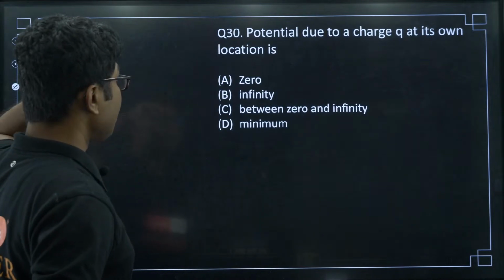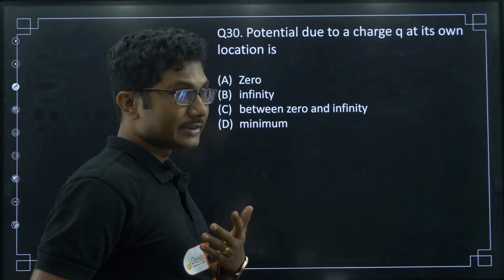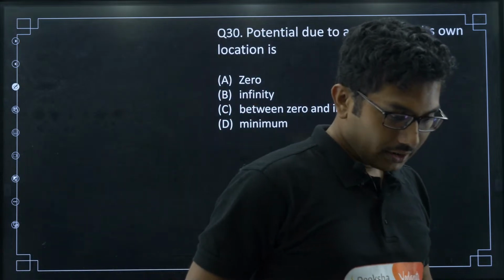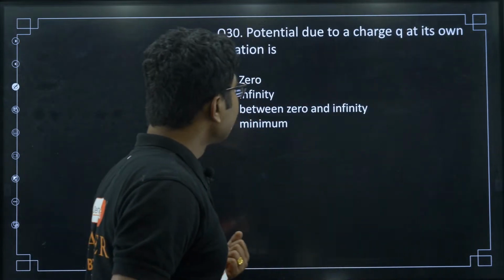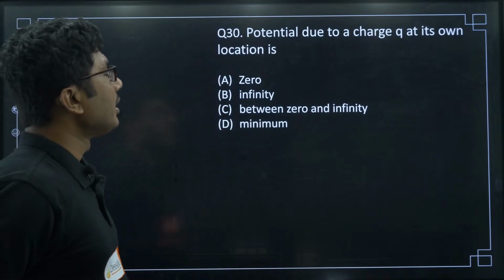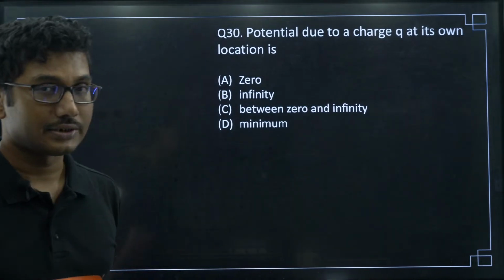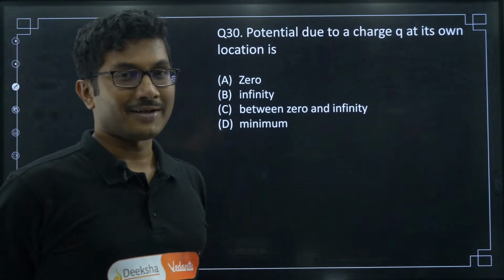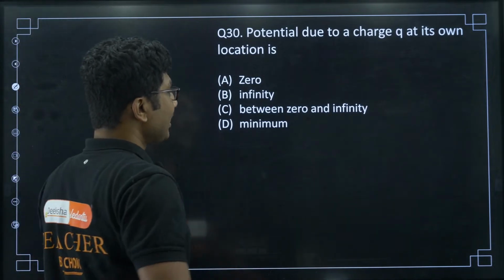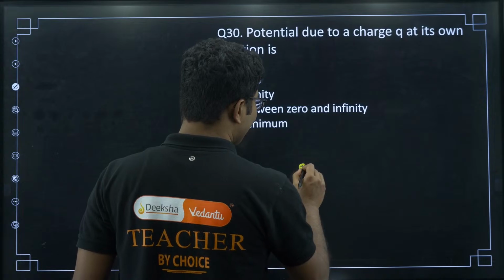Next question, question number 30. After this, we still have 5 more questions. Quickly. Potential due to a charge q at its own location is, interesting question. Potential due to charge q at its own location.